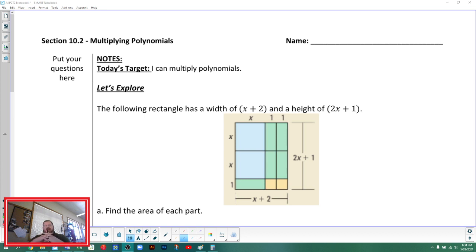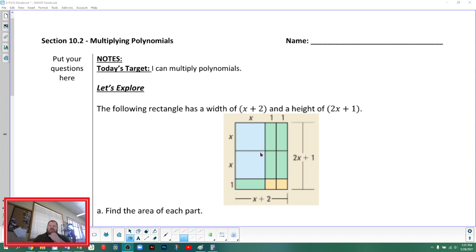To take a quick look at how to multiply polynomials, let's look at a little picture. This following rectangle has a width of x plus 2 and a height of 2x plus 1. So this is x, this is 1, so x plus 2, 2x plus 1 here.